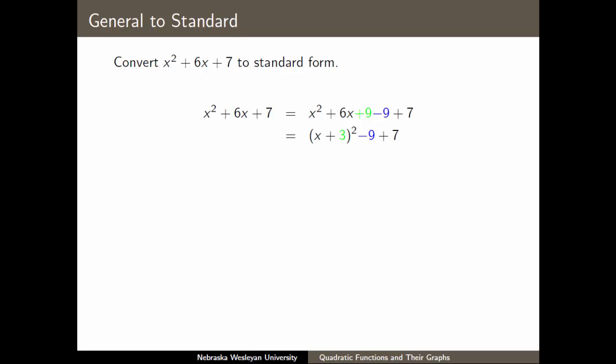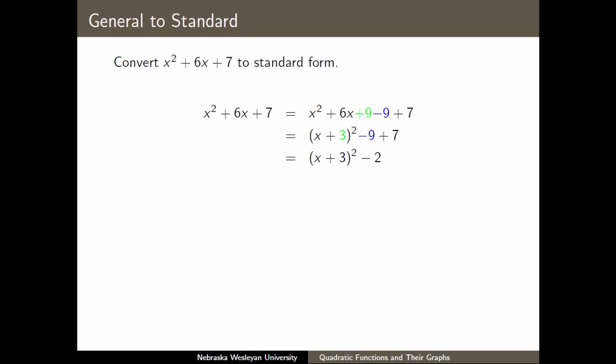The x squared plus 6x plus 9 factors into the perfect square x plus 3 squared. The green plus 9 has become the green plus 3 after factoring. The blue minus 9 and the plus 7 that we began with were uninvolved in that factoring. Now I can combine those like terms, and I have the standard form x plus 3 squared minus 2.